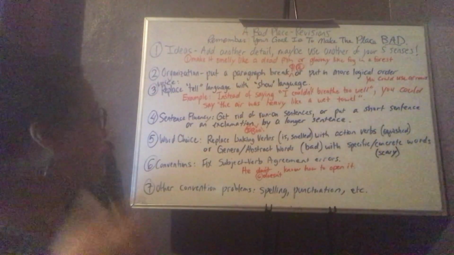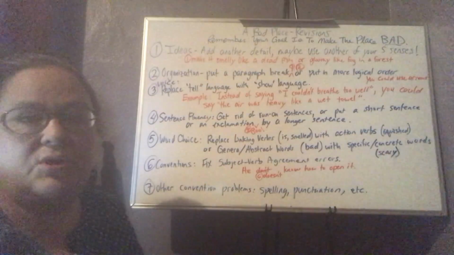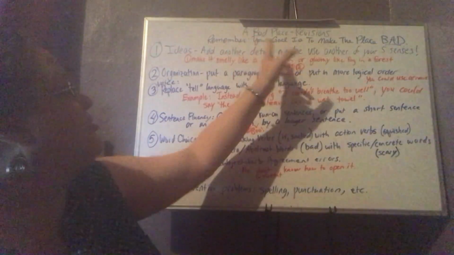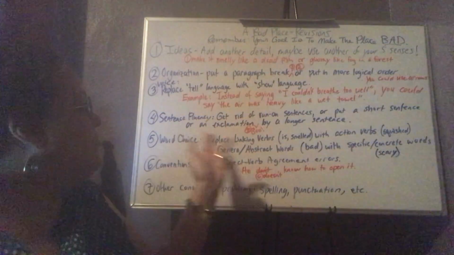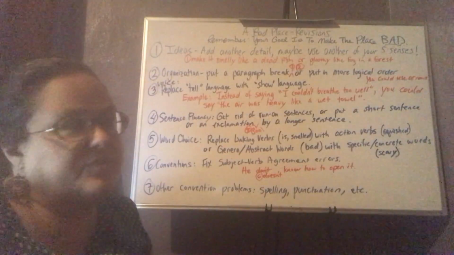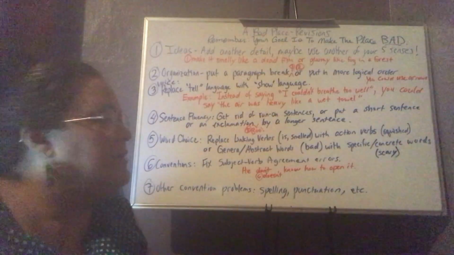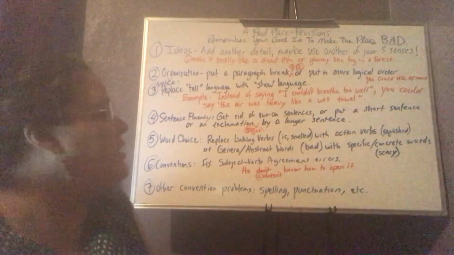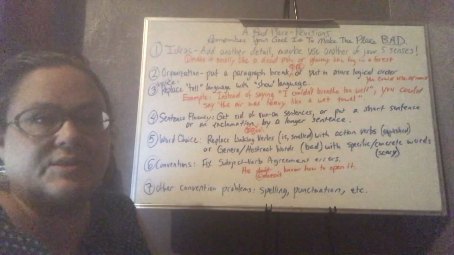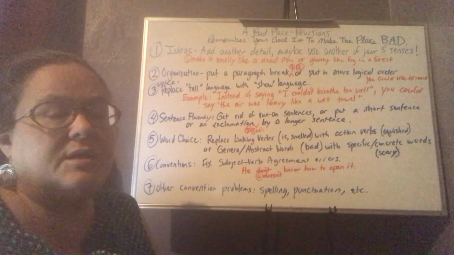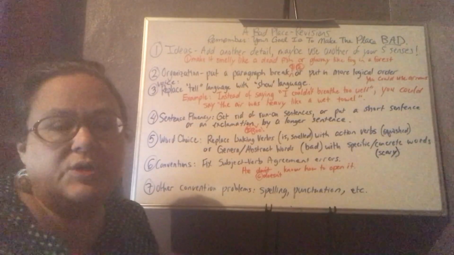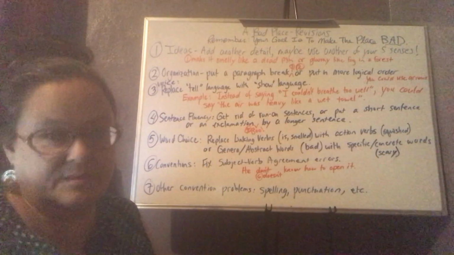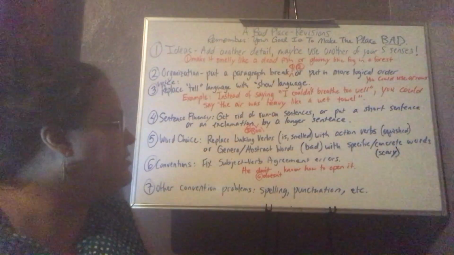Number 5, word choice. This is where you choose the best wording for what you want to say. Remember again, your goal is to make the place bad. Replace linking verbs if you can with action verbs. If you found a place where you put is, like the floor is squishy, and you could replace that with the floor squished under my feet, can you see how the action verb squished makes the writing more interesting than the verb is with the adjective squishy?